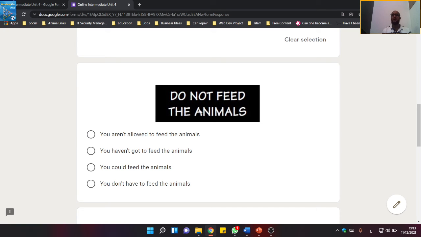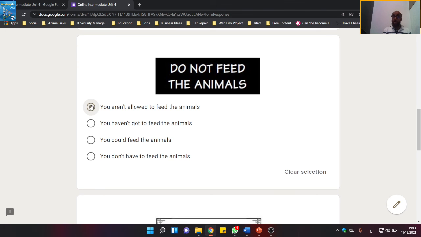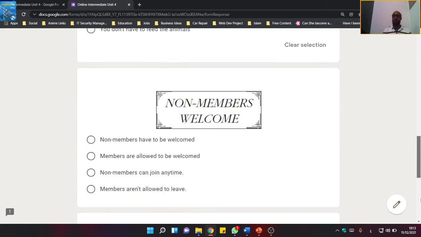That's quite straightforward. So what does that mean? Does that mean you aren't allowed to feed the animals? You haven't got to feed the animals? You could feed the animals, or you don't have to feed the animals. Now, this obviously sounds very strict, so this needs permission. So we should say, you aren't allowed to feed the animals. Right, guys? Good. The last 2 are yours.